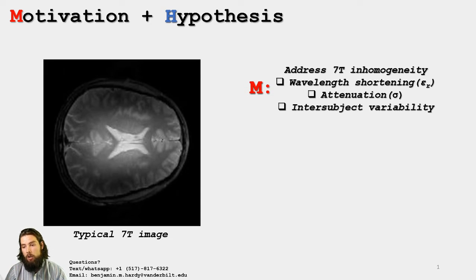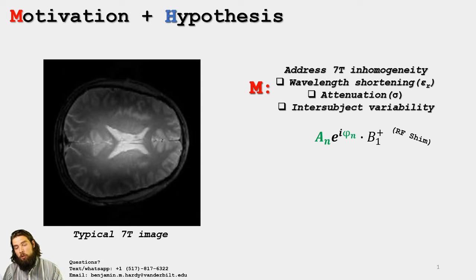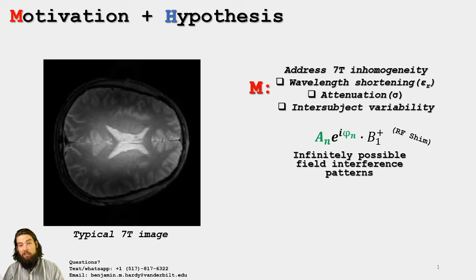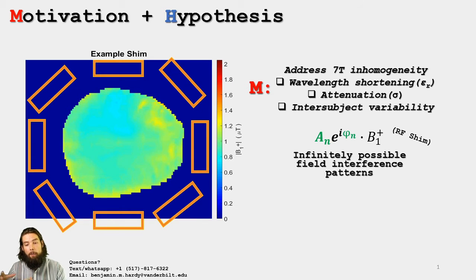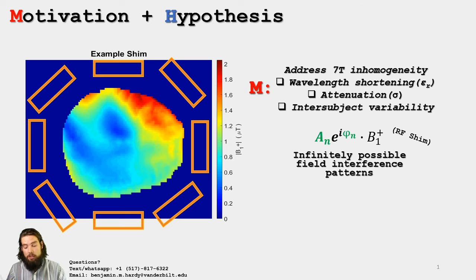Wavelength shortening, attenuation, and intersubject variability all contribute to 7T inhomogeneity. One way of dealing with this is something called RF shimming. By independently controlling the amplitude and phase of each of our coil elements, we can technically achieve an infinite number of possible field interference patterns. So we can push the field to a more homogeneous B1+.